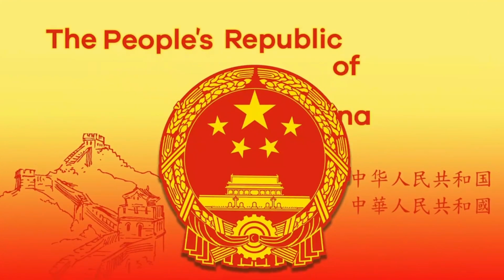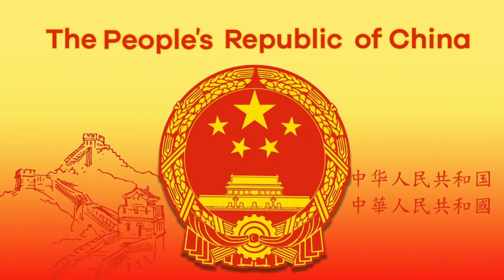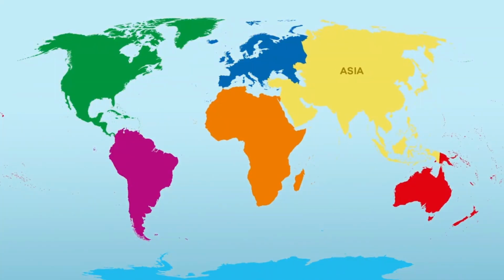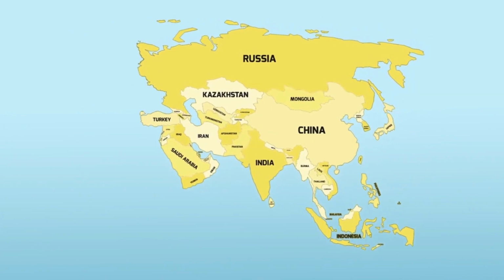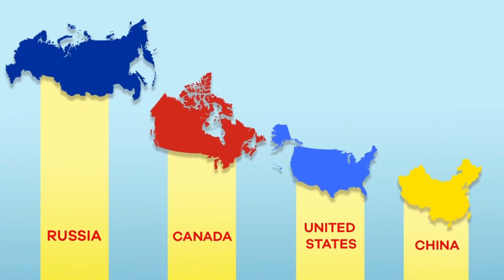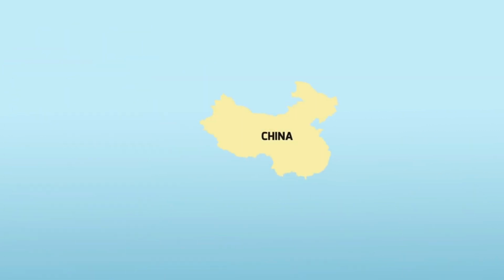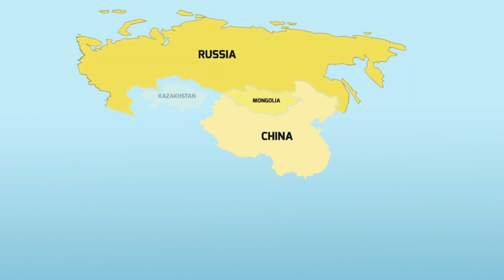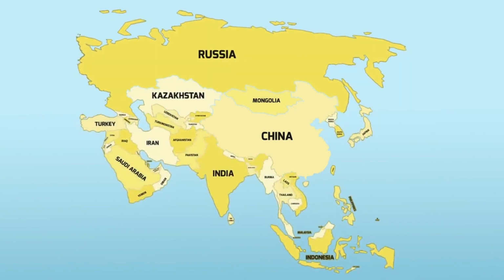Officially known as the People's Republic of China, China is located in Asia, which is the largest and most populated continent in the world. It is the fourth largest country in geographic size, behind the countries of Russia, Canada, and the United States. It shares borders with the People's Republic of Mongolia, Russia, Kazakhstan, and many others.